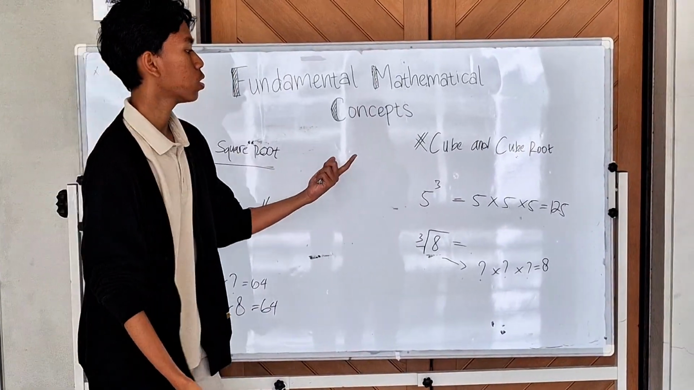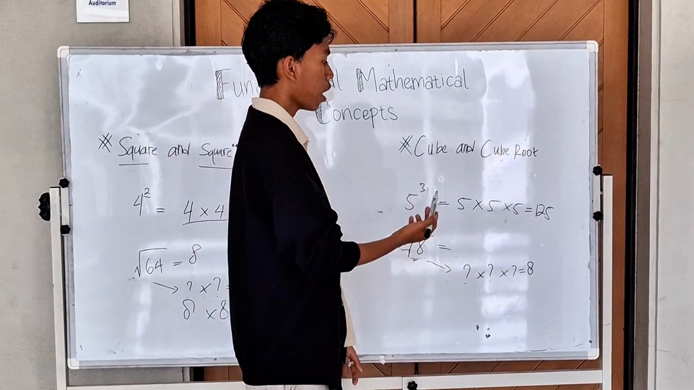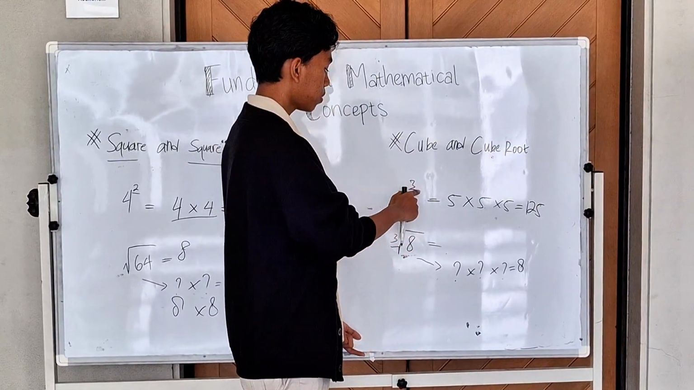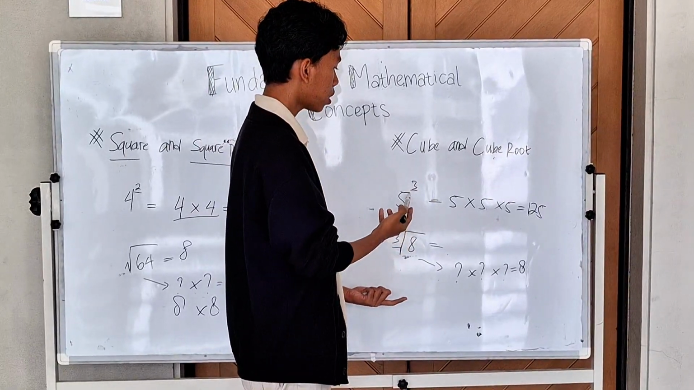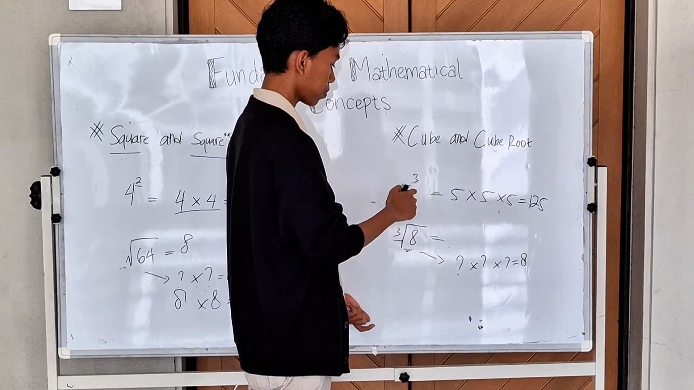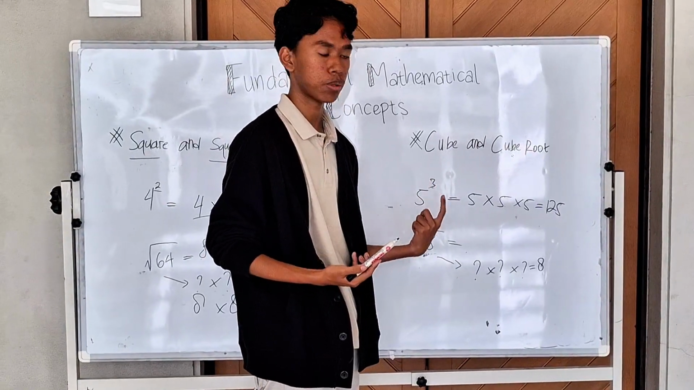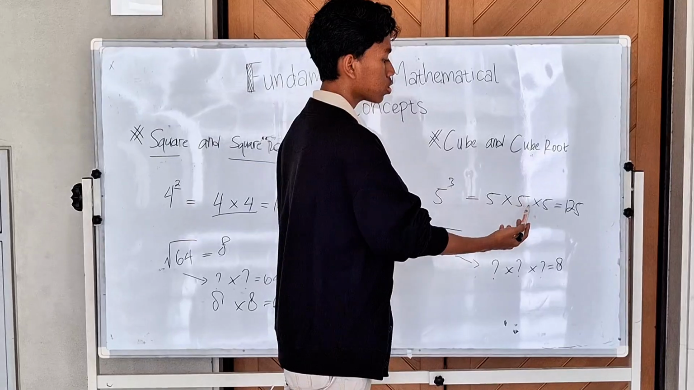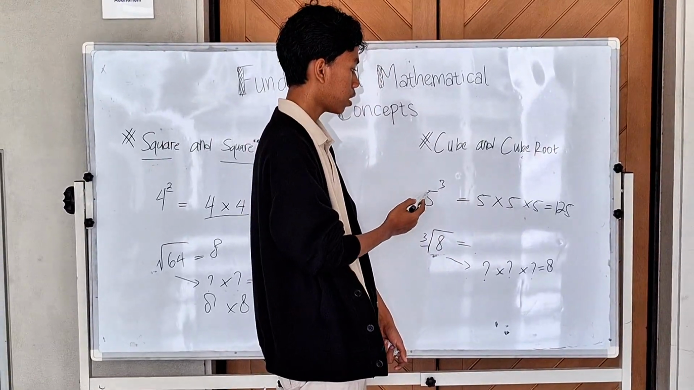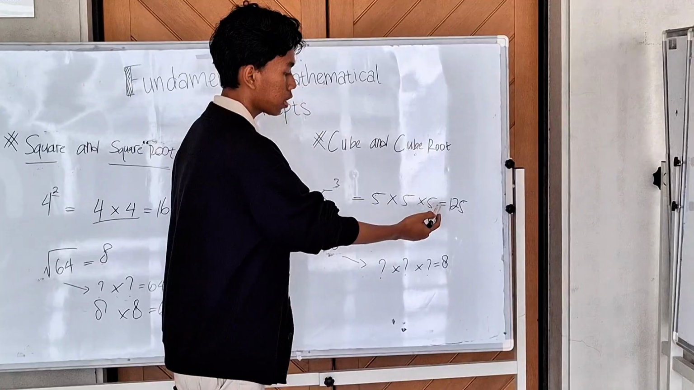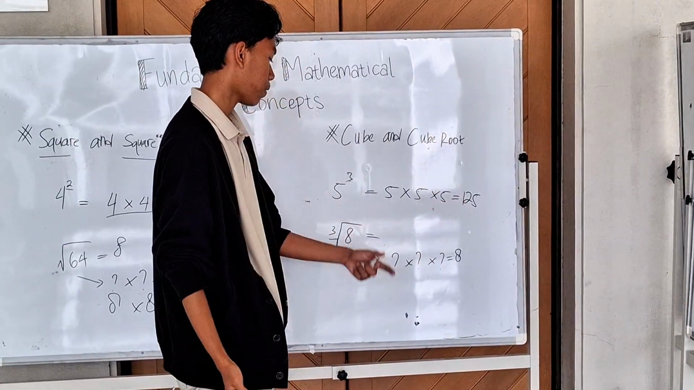And then we move to cube and cube root. Have you seen this symbol on a number? It means the number is cubed. And what does cube number mean? It means the number multiplied by itself 3 times. If we have 5 cubed, it means 5 times 5 times 5 equals 125.